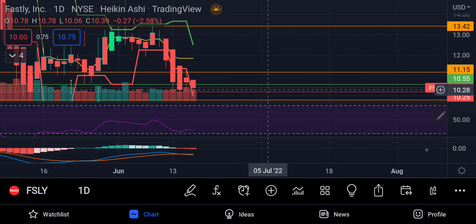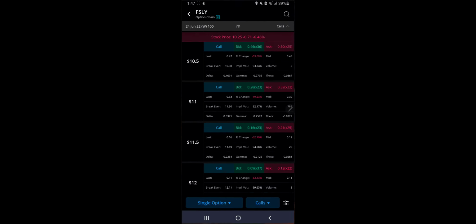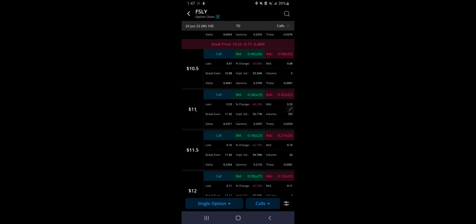Anyway, let's take a look at our option contracts on Webull. I've got a couple picked out. So if this one really moves, I'm looking at the 7-day, the weekly option contract, and I'm specifically looking at $11 just due to the volume.